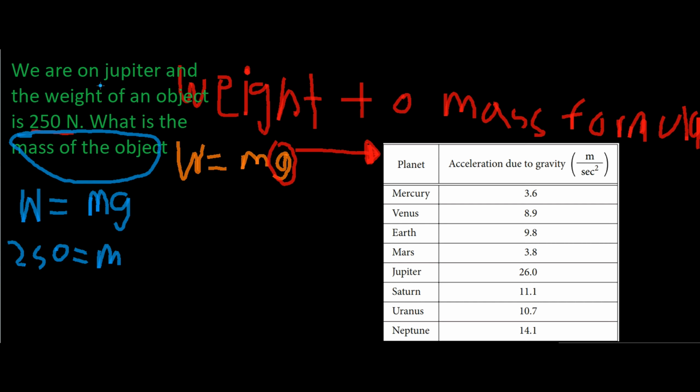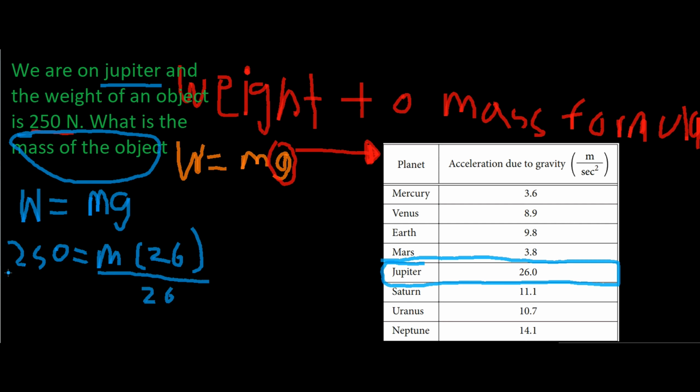And since we're on Jupiter, we can figure out, based off of this table, what our acceleration due to gravity is. So looking at the table, this is the thing for Jupiter. So mass times 26. And that's meters per second squared. So divide 26 on both sides. And your mass of the object is going to be equal to about 9.62 if you type that in your calculator. So there you have it. That's one other good problem.